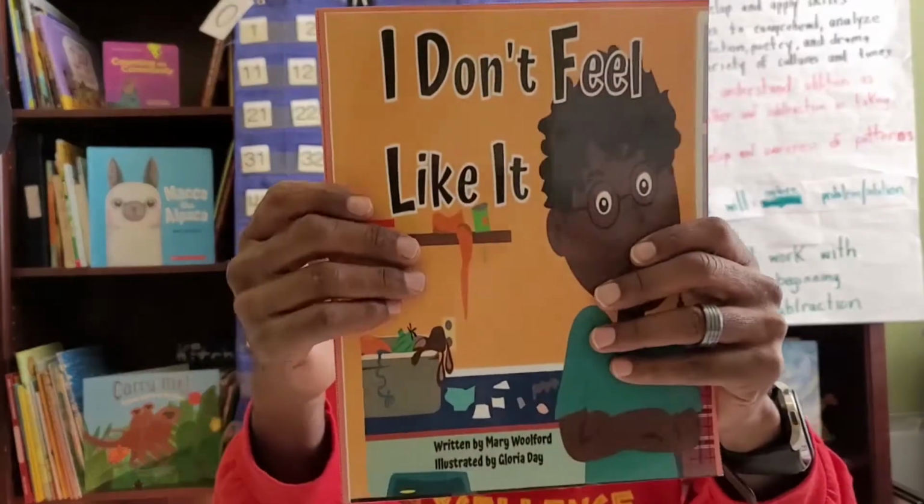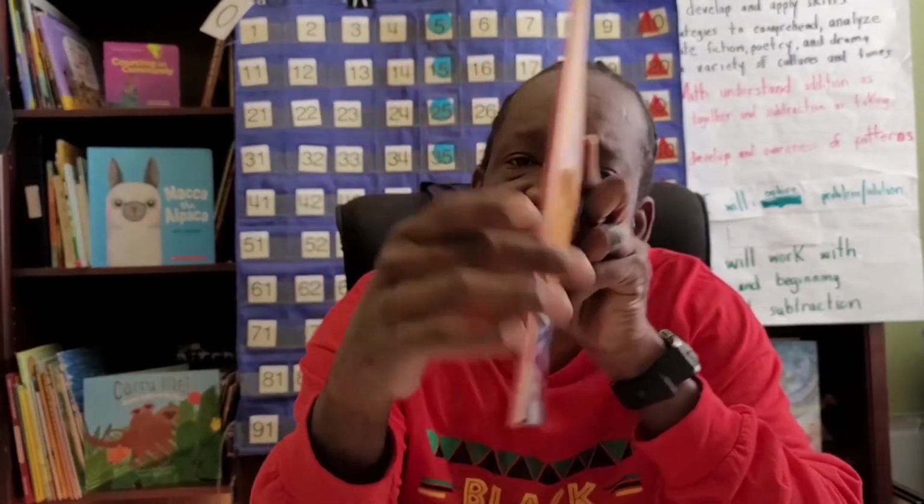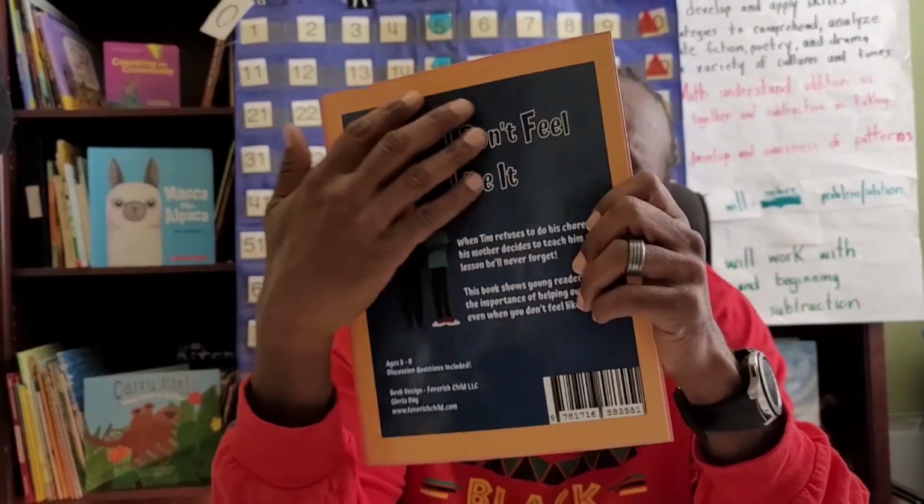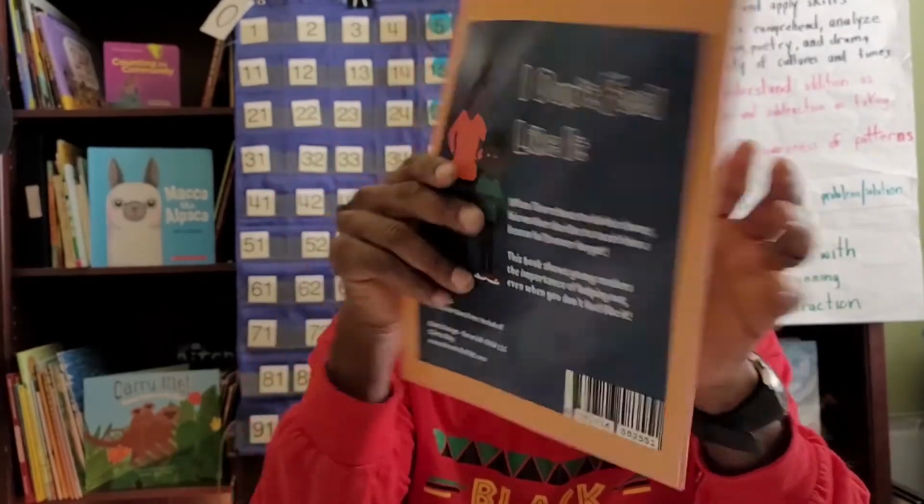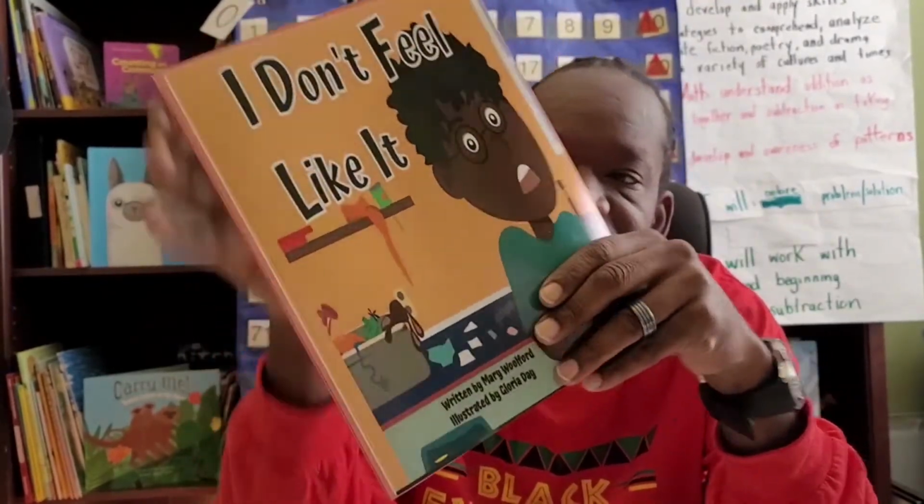It says, I don't feel like it. This is the spine. This is the back cover, and this is the front cover. I don't feel like it. Think about the problem in this book, and let's see if it has a solution. Okay? And again, I have permission from the St. Louis Black Authors of Children's Literature, which show black excellence, and I hope I'm showing it as well.